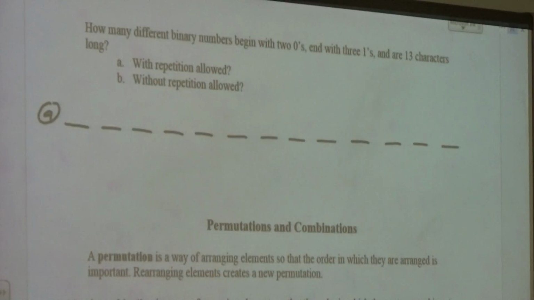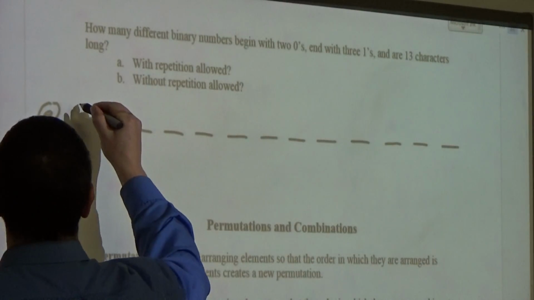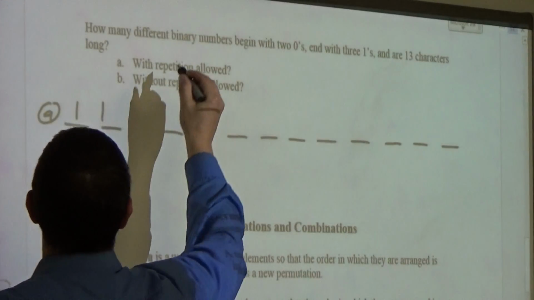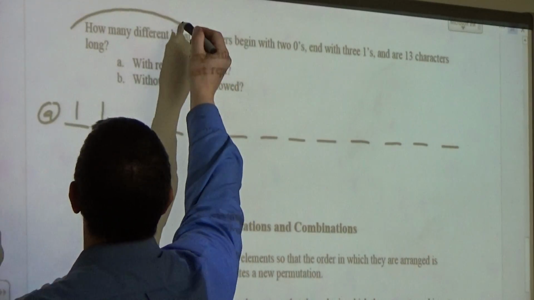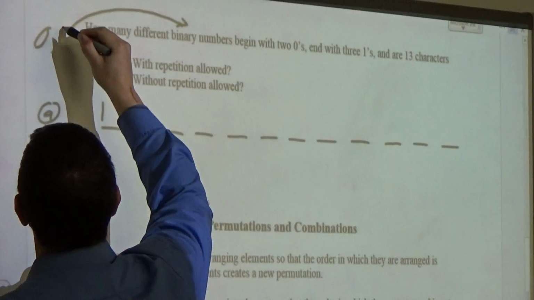So it says that we begin with 2 zeros. What should the first 2 entries be? Sorry, 0 and 0. There's only one way to pick 2 zeros at the beginning. Remember, for binary, the only outcomes are 0 and 1.